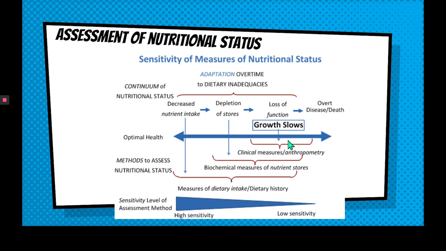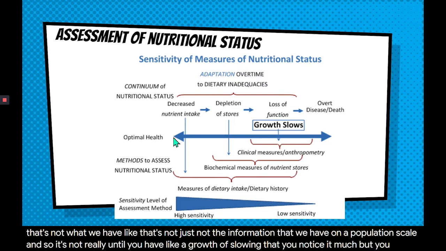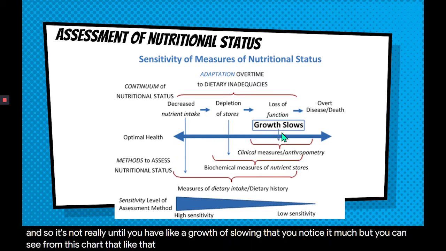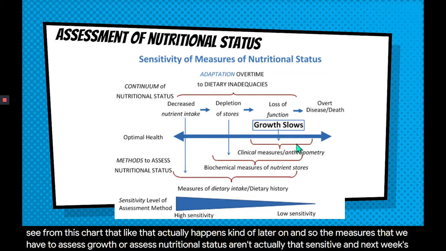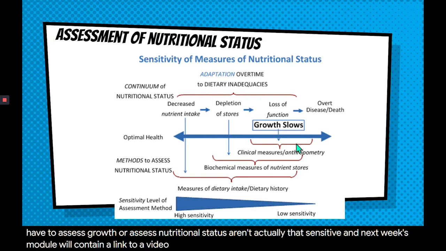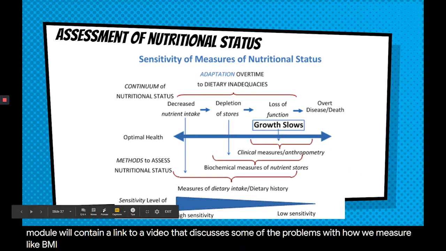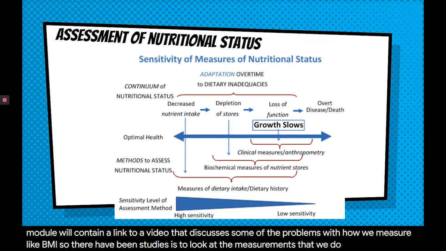And so it's not really until you have a growth slowing that you notice, oh, someone isn't growing well or someone's growing too much. But you can see from this chart that that actually happens kind of later on. And so the measures that we have to assess growth or assess nutritional status aren't actually that sensitive. And next week's module will contain a link to a video that discusses some of the problems with how we measure BMI.